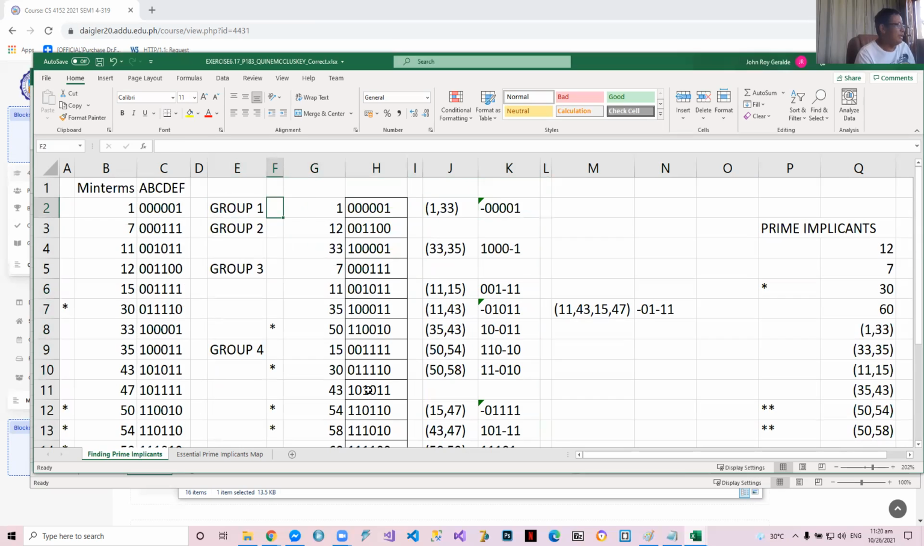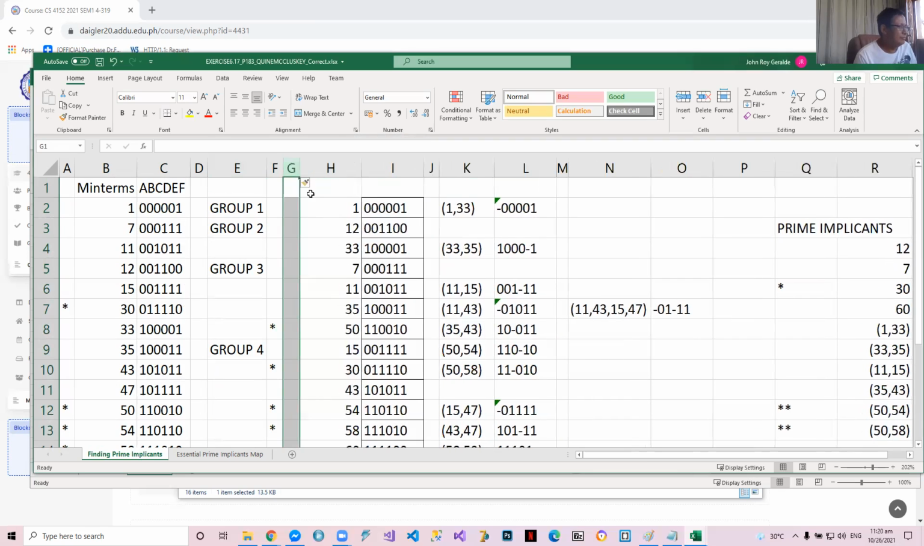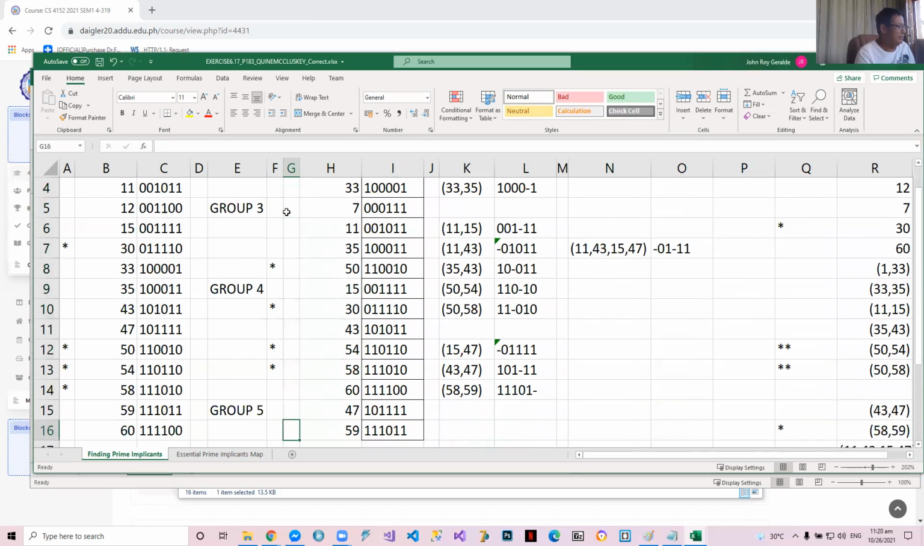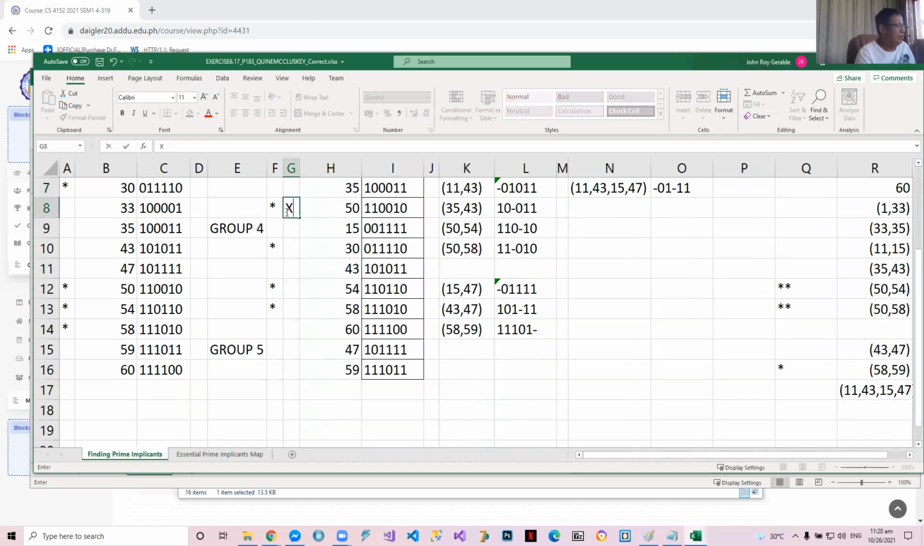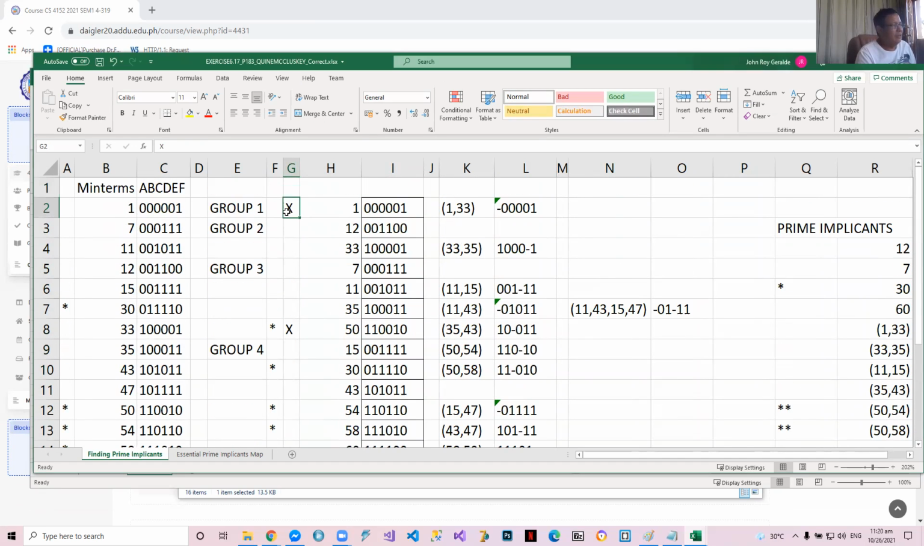So therefore, we have taken out here, let me insert, no? We have included group 1. Okay, 1 and 33, it's been included, no? We mark this out. Eventually, all of this will be marked. So, 1 and 33. We mark everything that is covered, no? 1 and 33, we now have this. Now, we have finished comparing group 1 and group 2.